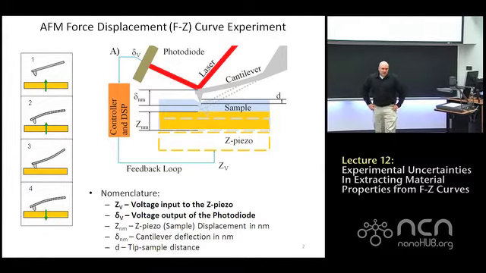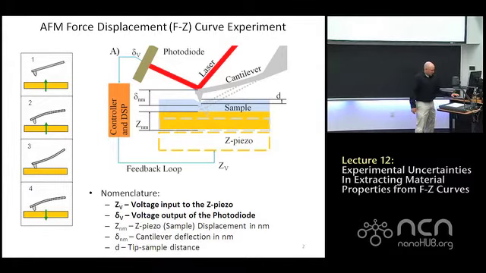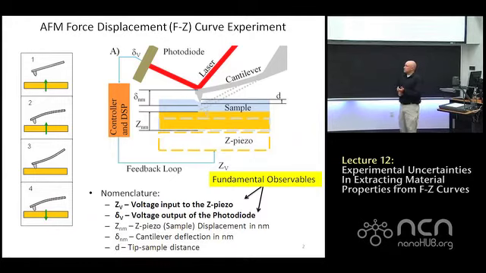I just want to point out that in this experiment, what you fundamentally observe in the AFM system is the voltage input into the Z piezo, and then the voltage output of the photodiode. So we're going to observe these parameters, go through some sort of process, and eventually get elasticity somehow.